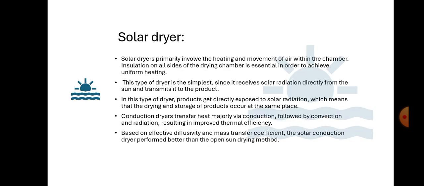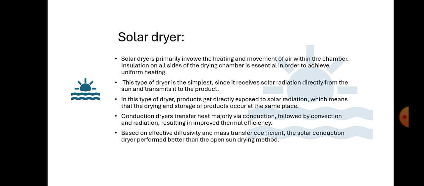Now we look at the solar dryer. Solar dryers primarily involve the heating and movement of air within the chamber. Insulation on all sides of the drying chamber is essential in order to achieve uniform heating. This type of dryer is the simplest since it receives solar radiation directly from the sun and transmits it to the product. In this type of dryer, products get directly exposed to solar radiation, which means that the drying and storage of products occur in the same place.